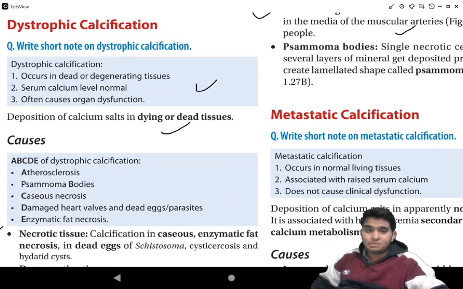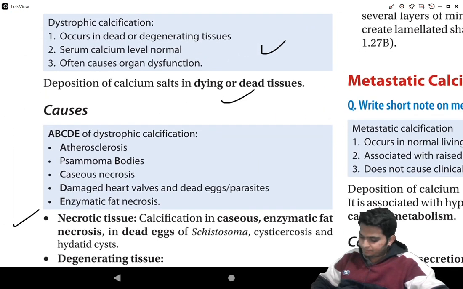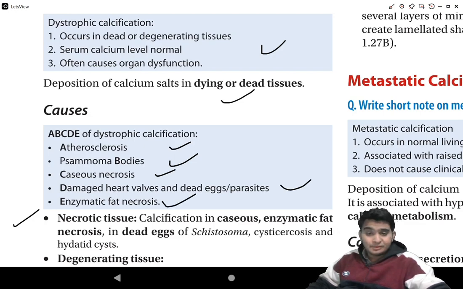You can also remember the mnemonic ABCDE of dystrophic calcification: atherosclerosis, psammoma bodies, caseous necrosis, damaged heart valves, and dead eggs and parasites, and then enzymatic fat necrosis. These are some of the examples associated with dystrophic calcification.